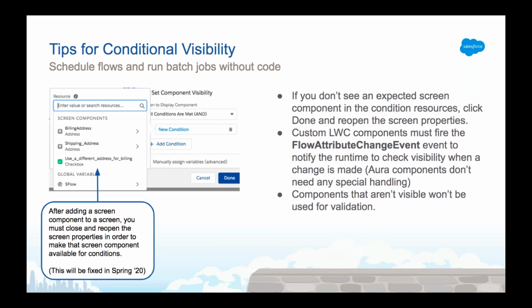The second thing is this works on basically any component. It can be our standard out-of-box components. It can be standard and custom Lightning components, and it can also be the new Lightning web components. But for regular components and Lightning components, you don't have to do anything special to get the changes to register in the runtime. If you have custom LWC components, you have to fire the flow attribute change event to notify the runtime that a change has been made and they need to check visibility. So just keep that in mind if you're writing custom components.